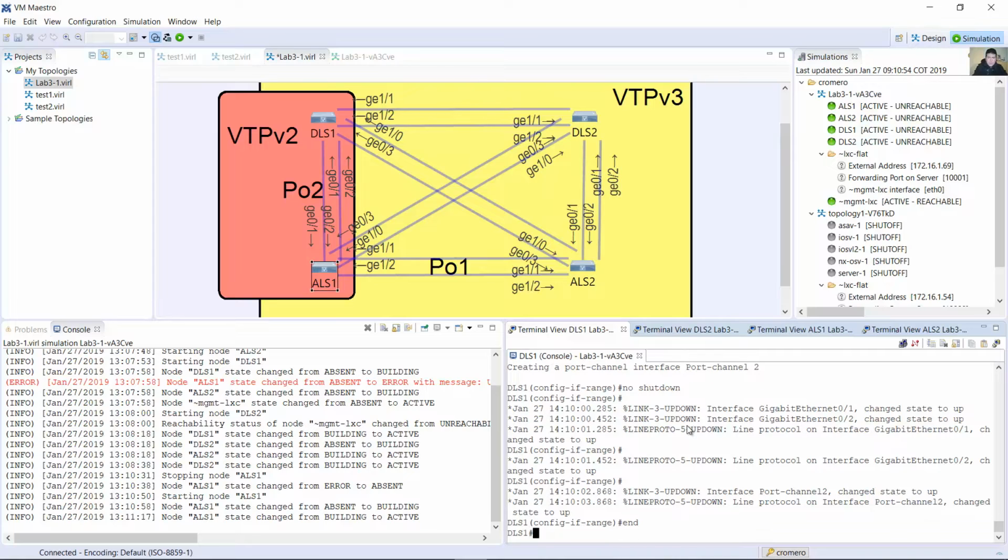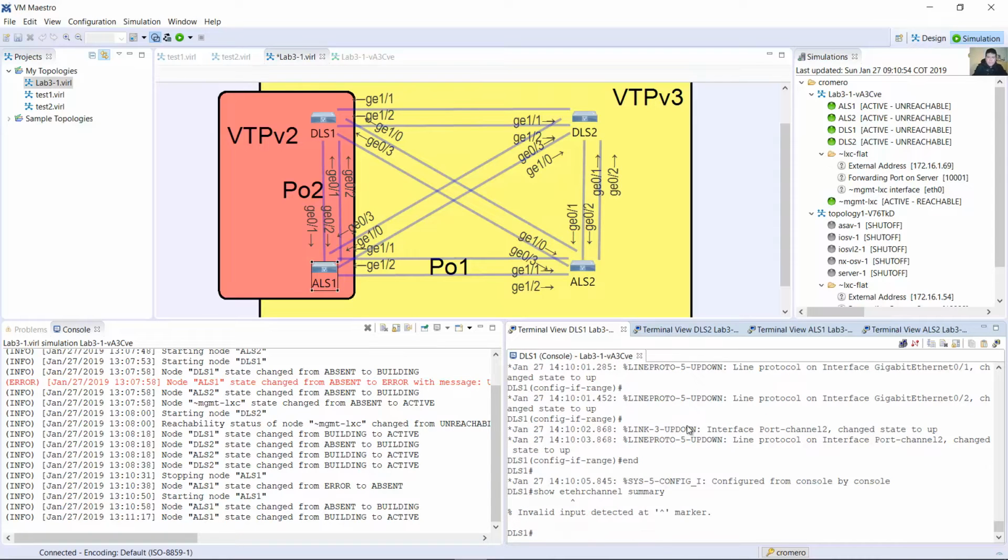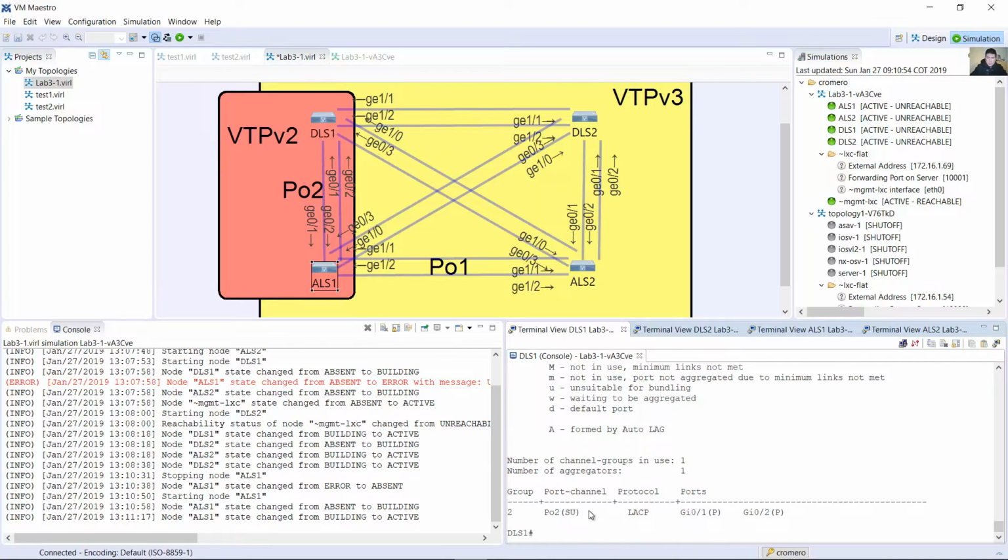Okay, verify, and on DLS1 show etherchannel summary. Okay, Layer 2, U for in use, protocol LACP, state bundled in a port channel.